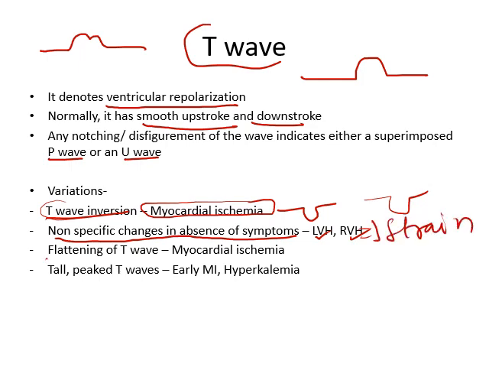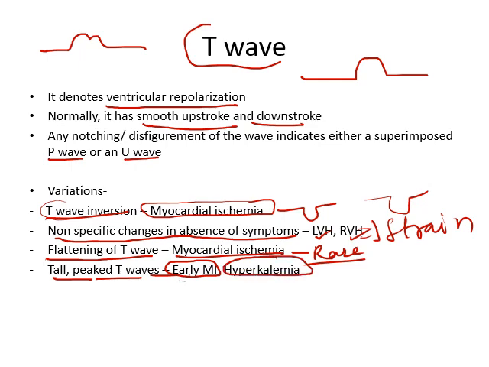Then there is something called as flattening of T wave that is seen again in myocardial ischemia, although this is not very common. Then tall peaked T waves, those are seen in early myocardial infarction and in hyperkalemia. So they are also called as hyperacute T waves, and they are the first ECG marker of myocardial infarction. Alright, let's move on and see few ECGs.